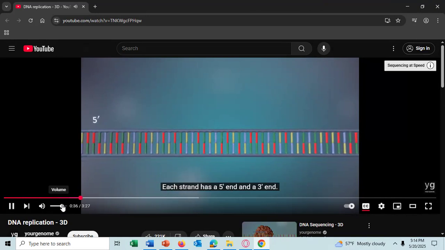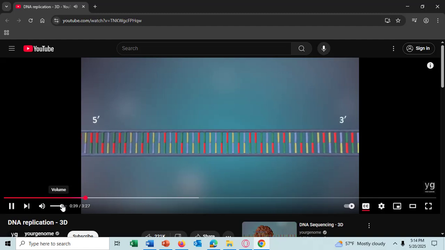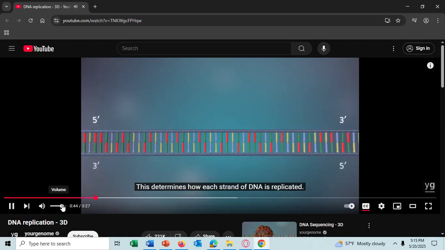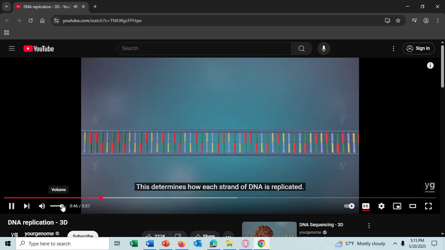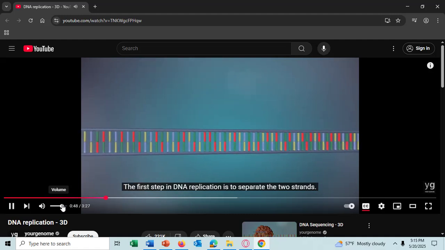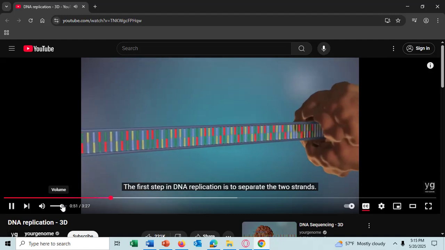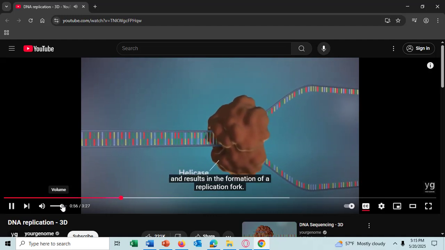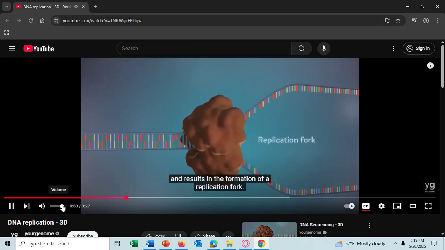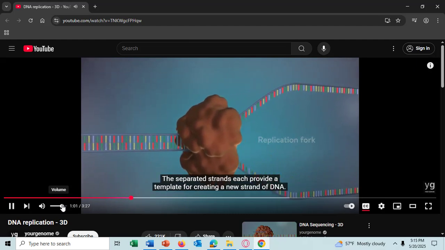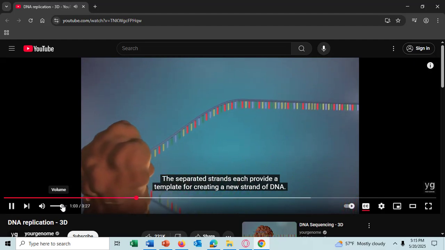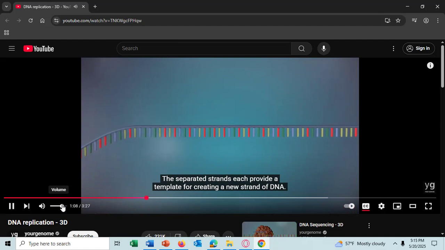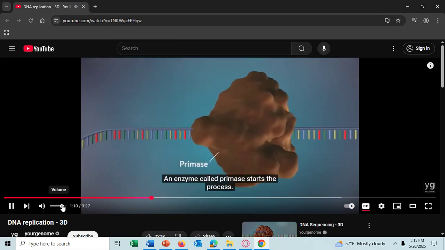Each strand has a 5' end and a 3' end. The two strands run in opposite directions. This determines how each strand of DNA is replicated. The first step in DNA replication is to separate the two strands. This unzipping is done by an enzyme called helicase and results in the formation of a replication fork. The separated strands each provide a template for creating a new strand of DNA. An enzyme called primase starts the process.